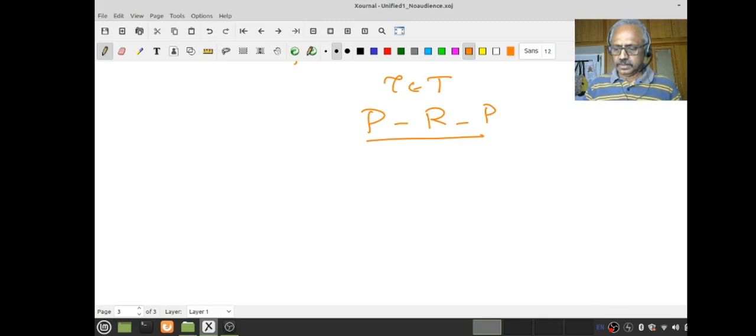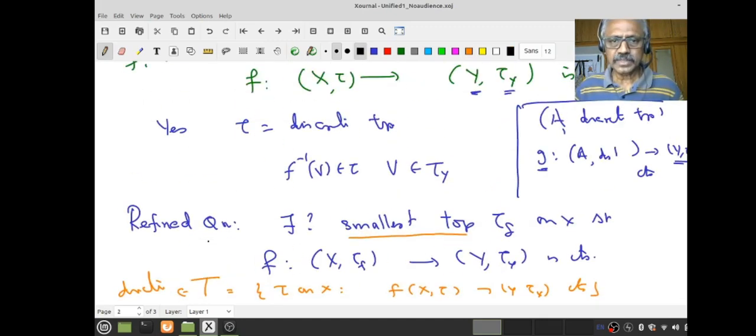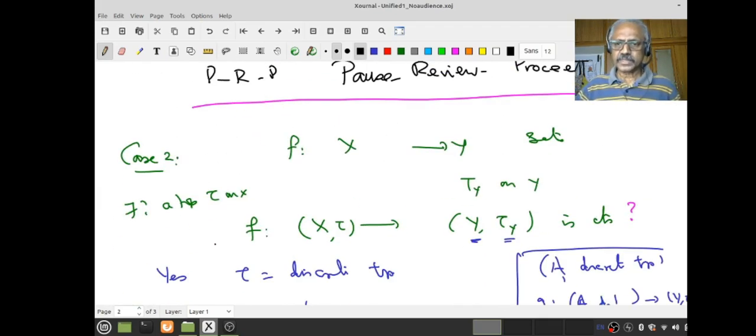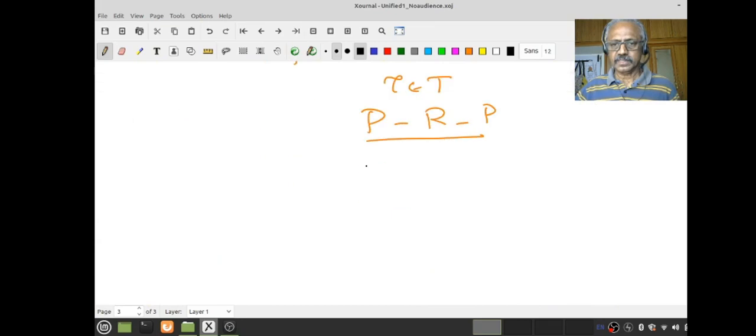Right, before going further, we may ask, do such cases naturally occur? What do we mean by that? Let us look at the second one. Y has a topology and there is a natural map from X to Y, then I want the smallest topology on X. For example, such a case.